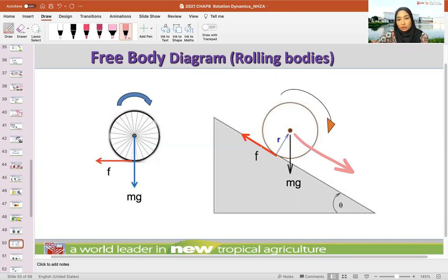Now, when it starts rotating, whatever force that has some component that is perpendicular to the radius, in this case, friction, that is your torque. Ada torque lah for the friction. For the mg, you need to find out what is the perpendicular component. Tak apa, nanti kita akan buat example later on. This example is not really clear.